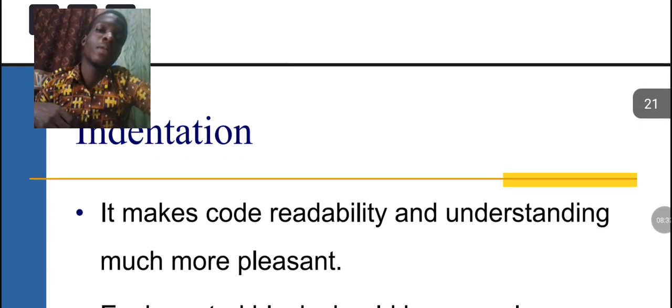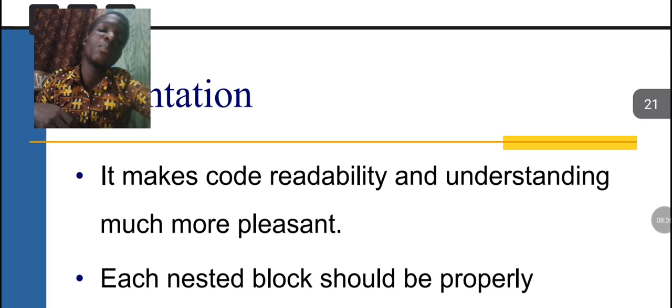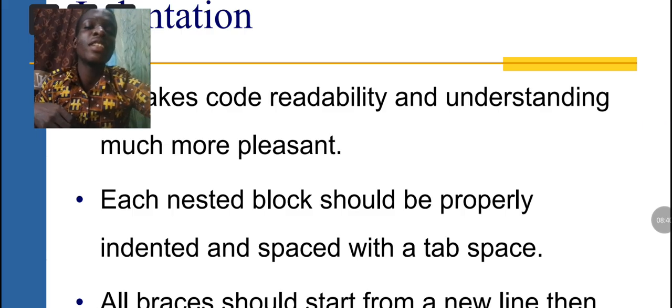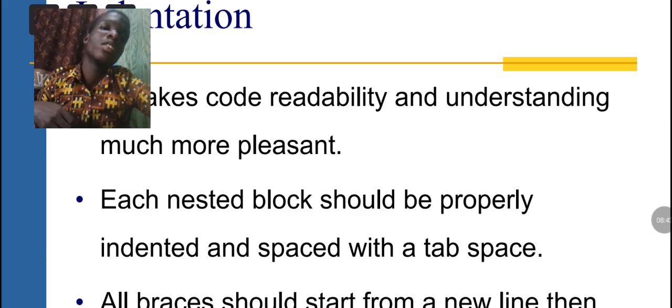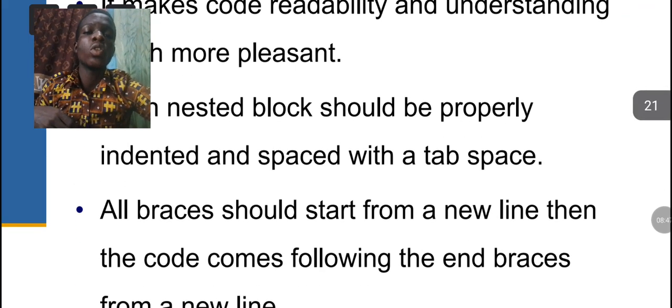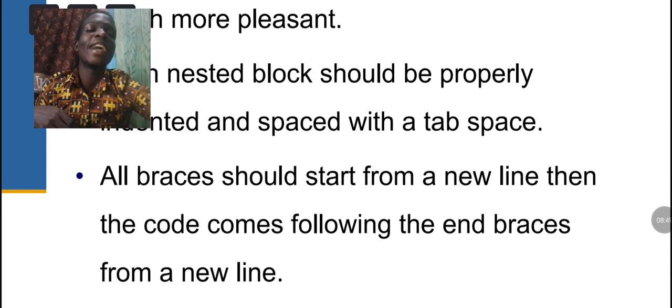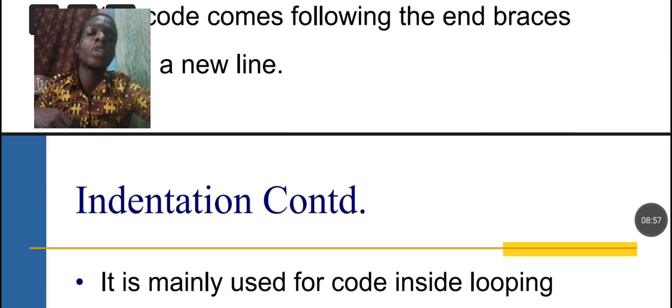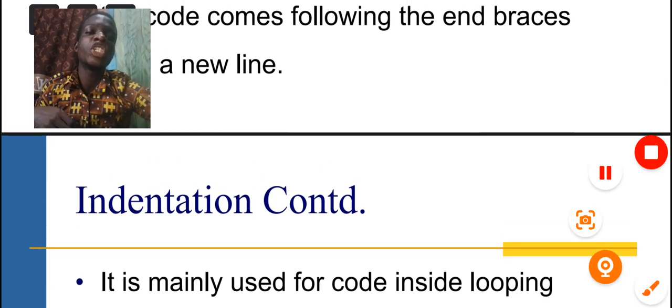Indentation makes code readability and understanding much more pleasant. So each nested block should be properly indented and spaced with a tab space. All braces should start from a new line. Then the code comes following the end braces from a new line. So let's go to our practical session and do the indentation.